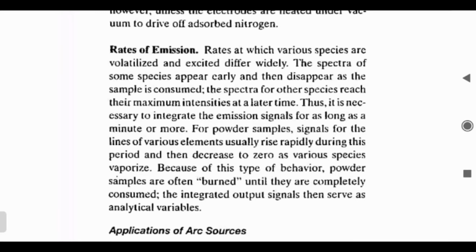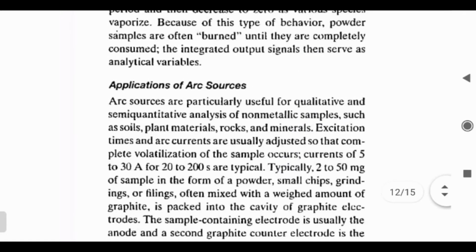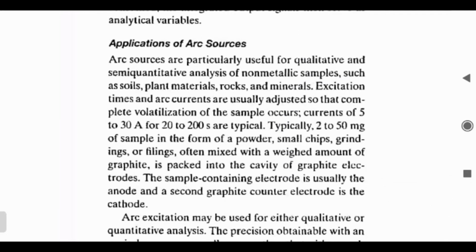So in order to eliminate this rate of emission, we generally use the integrated output signals. And in application, we have seen these arc sources are generally useful for soil analysis, plant material analysis, rock analysis and mineral analysis.